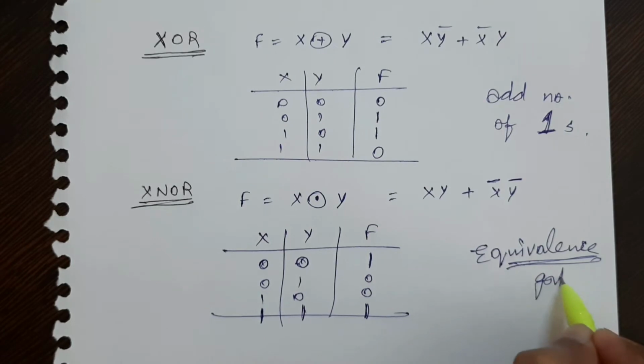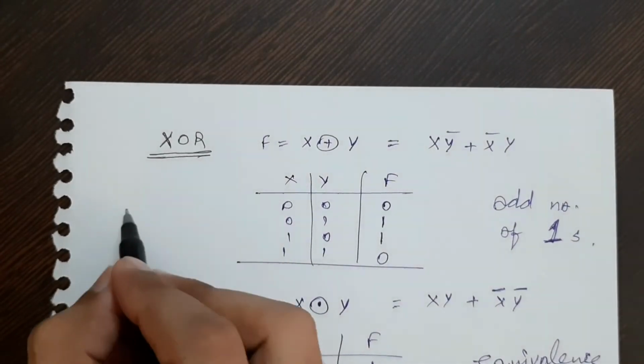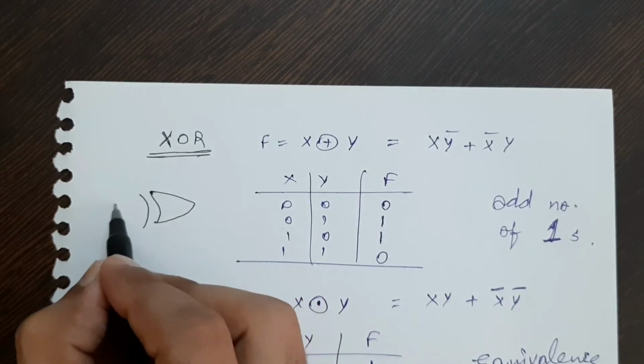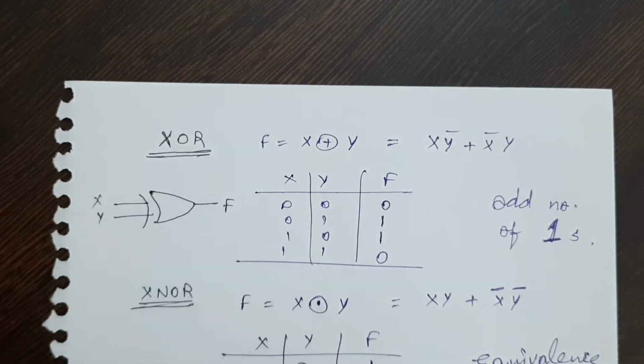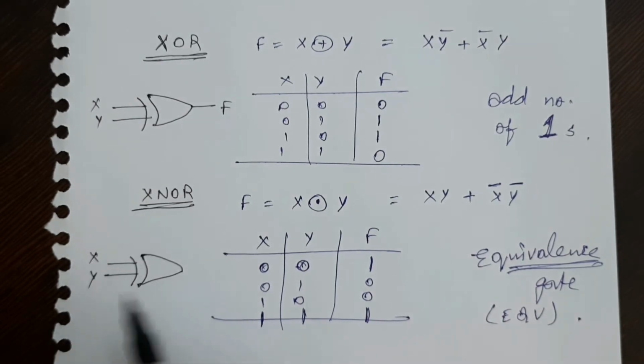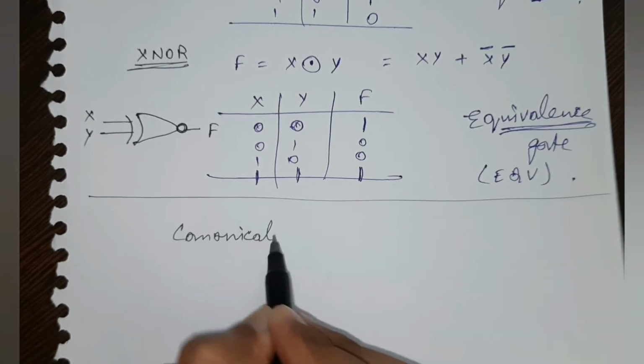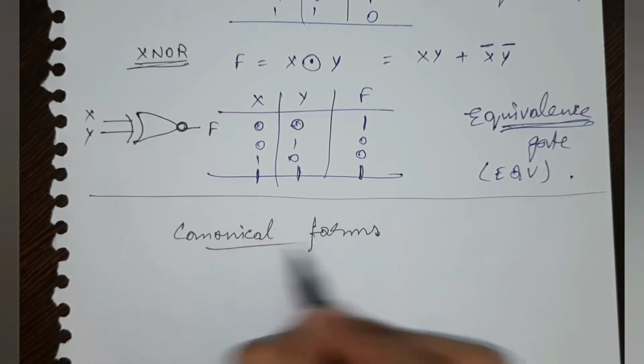So if the inputs are equal, that is in the first and fourth combination 00 and 11, the output f shall be 1. Here is the symbol for XOR gate, and this is the symbol for XNOR gate, where we just have to place a bubble in the end of XOR gate towards the output.